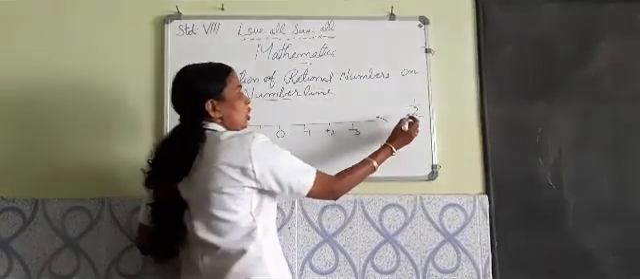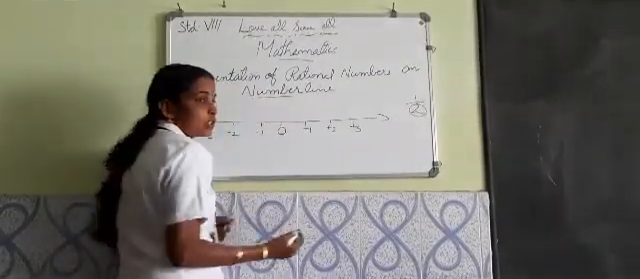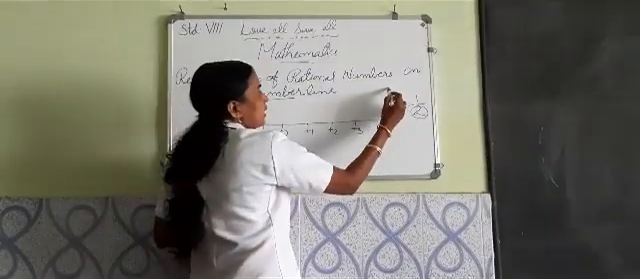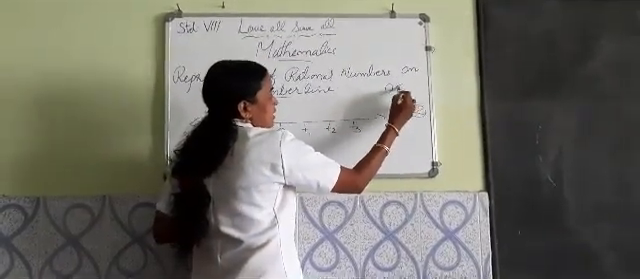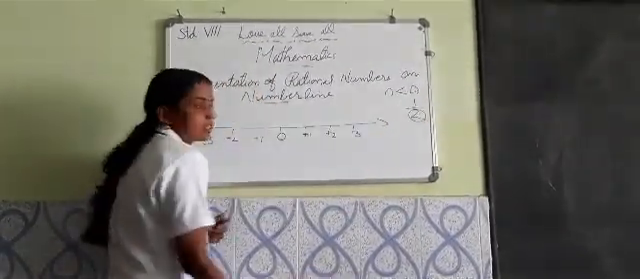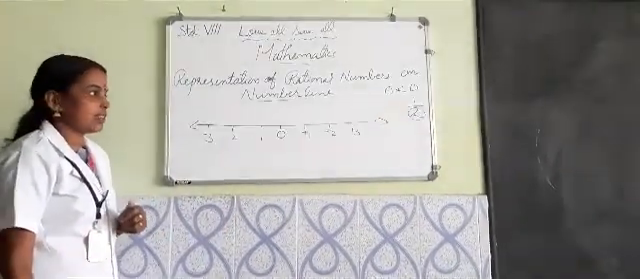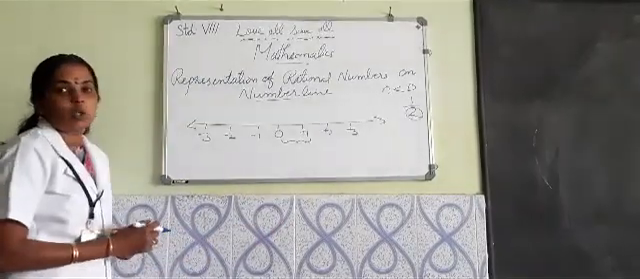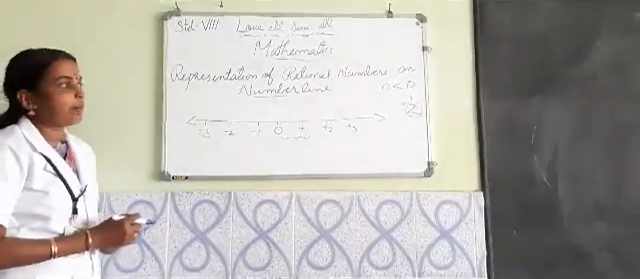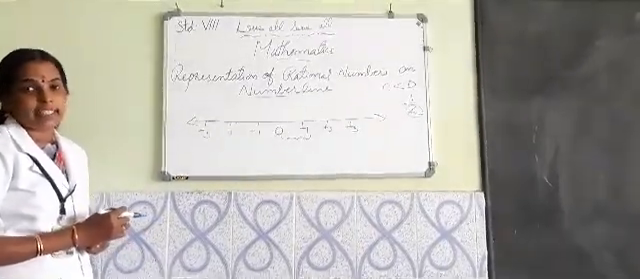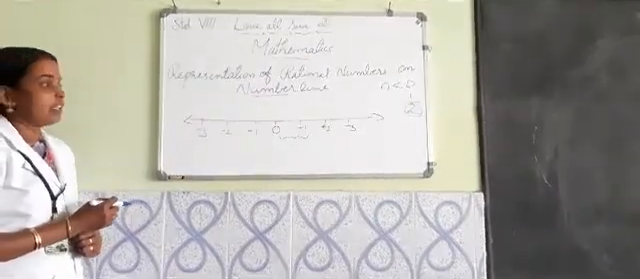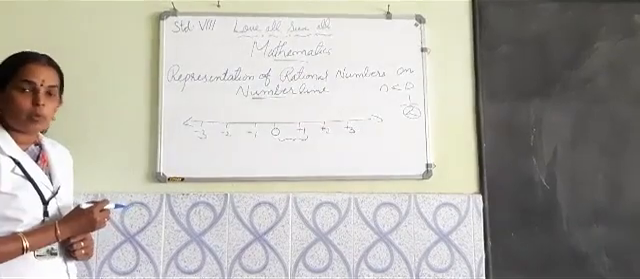Here in the denominator it is 2, and in this rational number the numerator is less than the denominator. In such cases, the value is in between 0 and 1. That means 1 by 2 is a proper fraction. The value of a proper fraction is in between 0 and 1.